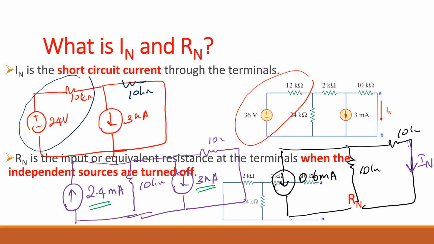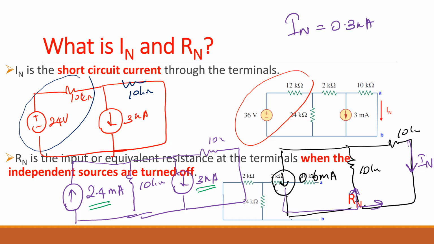Am I right? So can't we use the current division rule? 10 and 10. So what should be the IN? This 0.6 milliamps going like this, isn't it? Splitting equally. Why equally? Both the paths, the resistors will be 10 each. So IN is 0.3 milliamps.